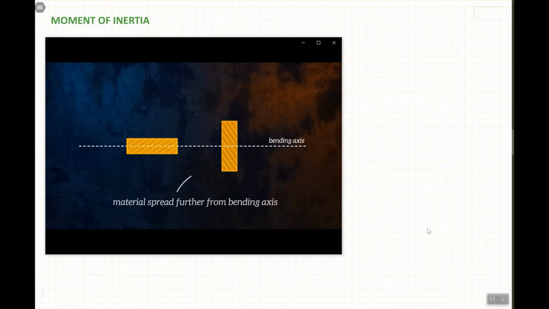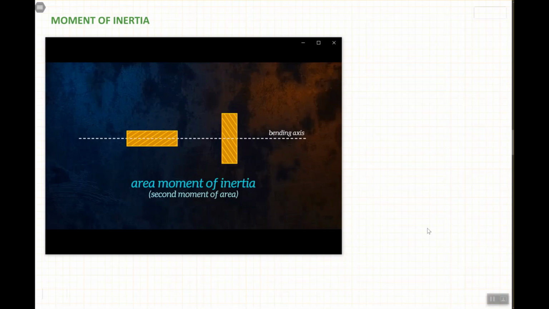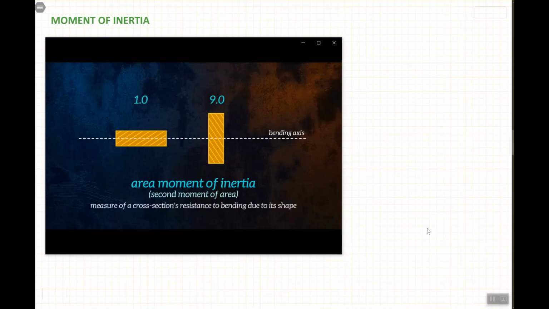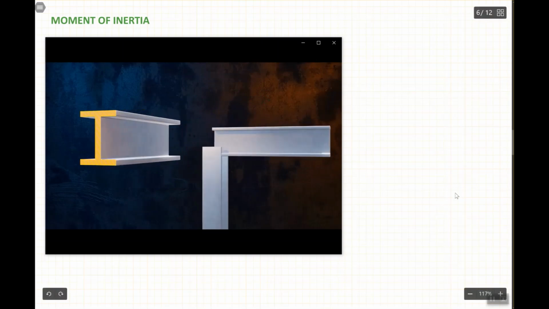This concept of resistance to bending can be quantified by calculating the area moment of inertia, which is also sometimes called the second moment of area. The area moment of inertia reflects how the area of a cross-section is distributed relative to a particular axis, and so is a measure of how much resistance the cross-section has to bending. The I-beam locates the majority of the material as far as possible from the bending axis, and so is a very efficient cross-section. This is why it is so commonly used in construction.